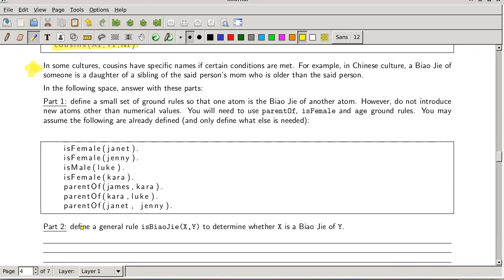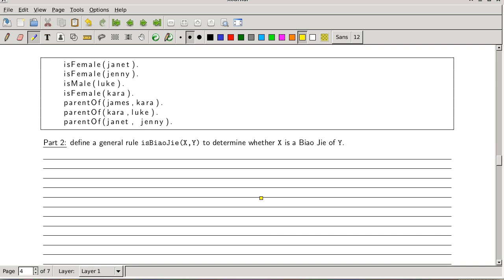The question is asking us to define a general rule is_baojie to determine whether X is a baojie of Y. For the second part, that would be predicate calculus logic in Prolog. Do we have any questions about this question? No questions. In this case, there's an expression of mom, an expression of sibling of mom, an expression of daughter of the sibling of mom, and then an expression of whether that person is older than the other person. All of those requirements have to be met in order to call somebody baojie.